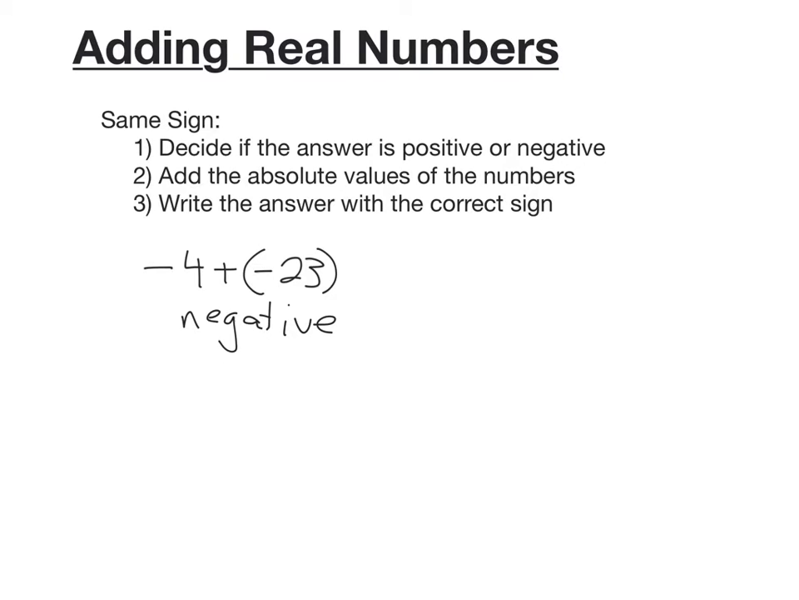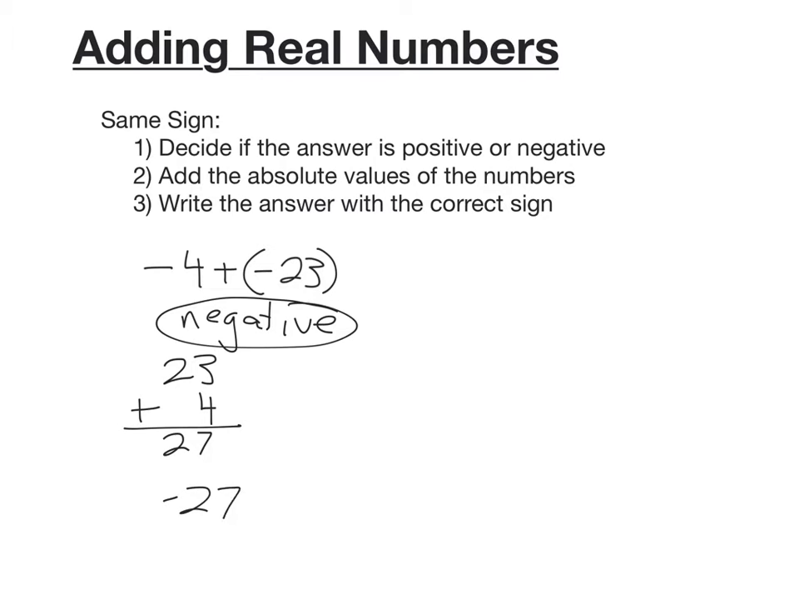I want to add the absolute values of the numbers. So the absolute value of 4 is 4. And I'm going to write the 23 on top, the absolute value of negative 23. I'm going to add these together. If I put 4 with 23, I get 27. And now I'm going to add my sign, and my answer is negative 27. Negative 4 plus negative 23 is negative 27.